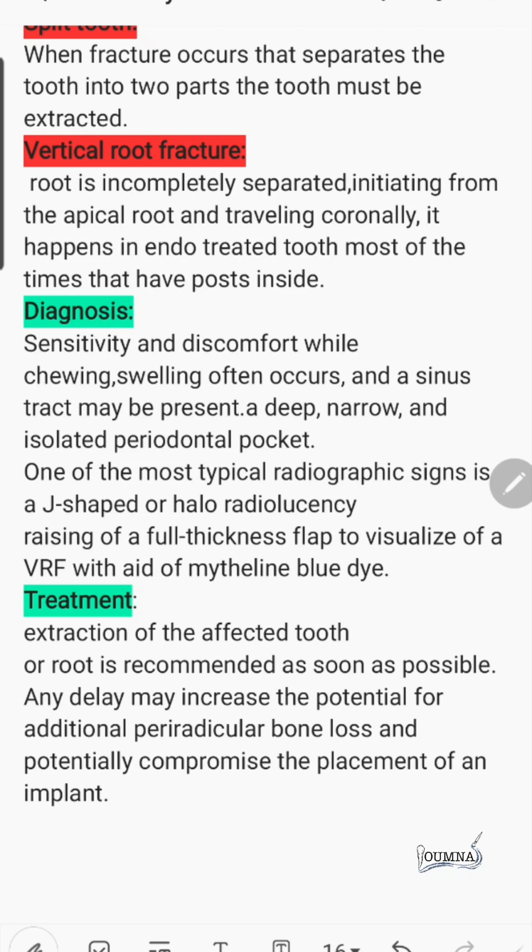Any delay may increase the potential for additional periradicular bone loss and potentially compromise the placement of an implant in the future.